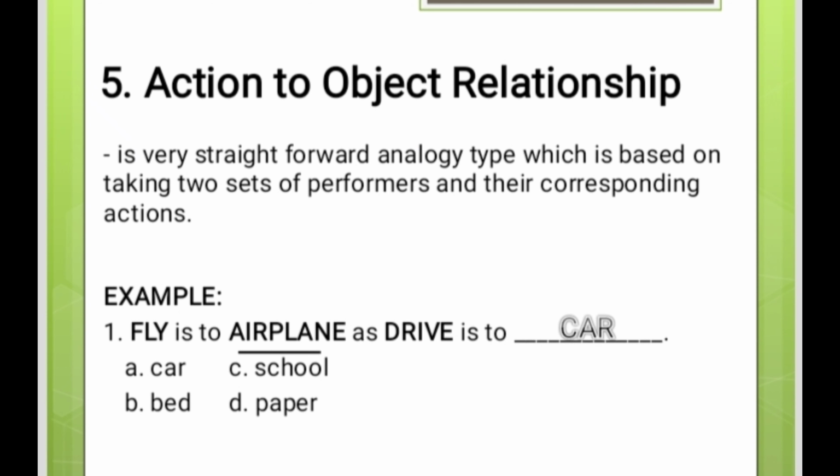Action to object relationship is a very straightforward analogy type which is based on taking two performers and their corresponding action. For example, fly is to airplane as drive is to car. The fly and the drive are the action, and the airplane and car are the object. Another example, throw is to football as climb is to mountain. The throw and the climb are the action, while the football and mountain are the object. So let's proceed to number 6.